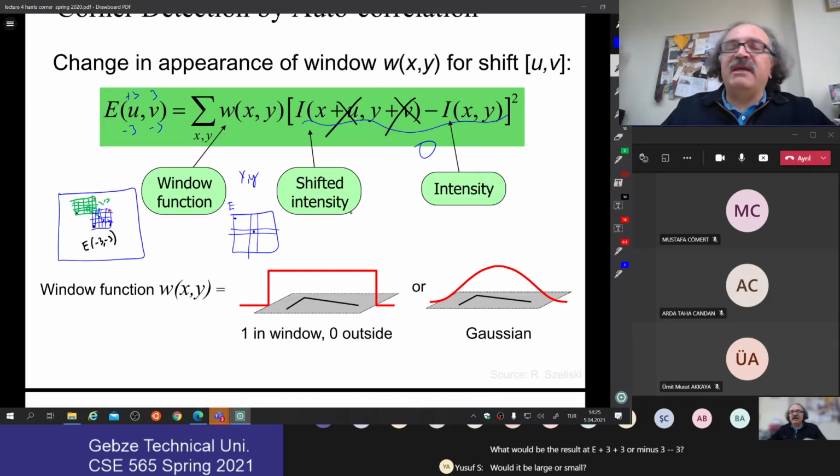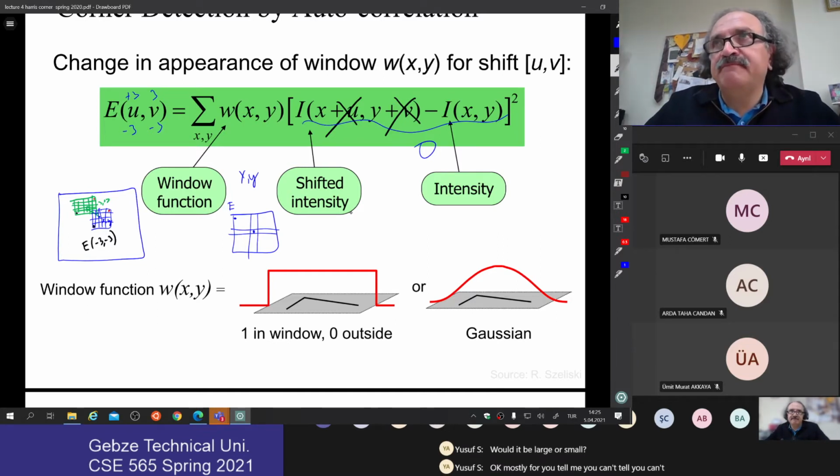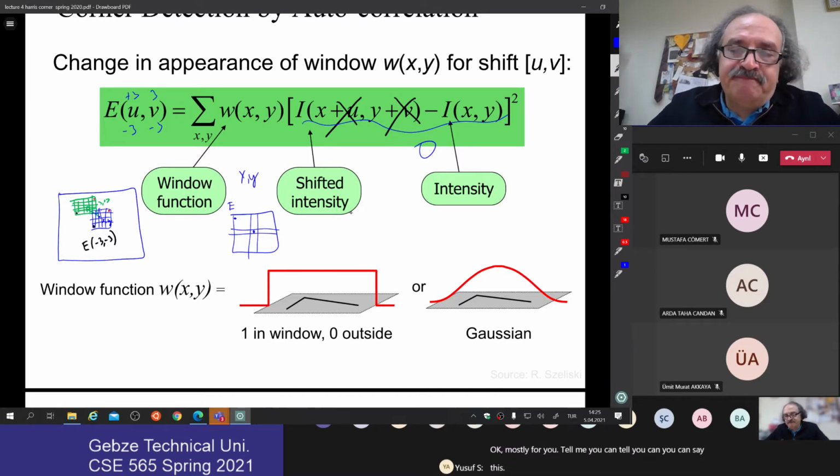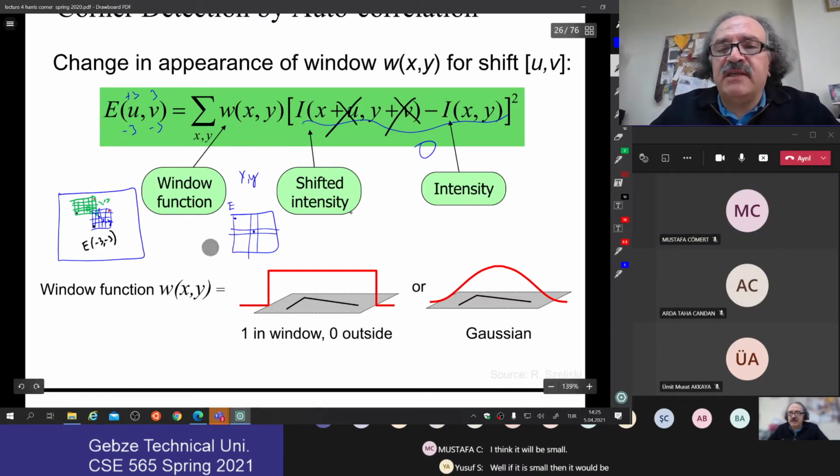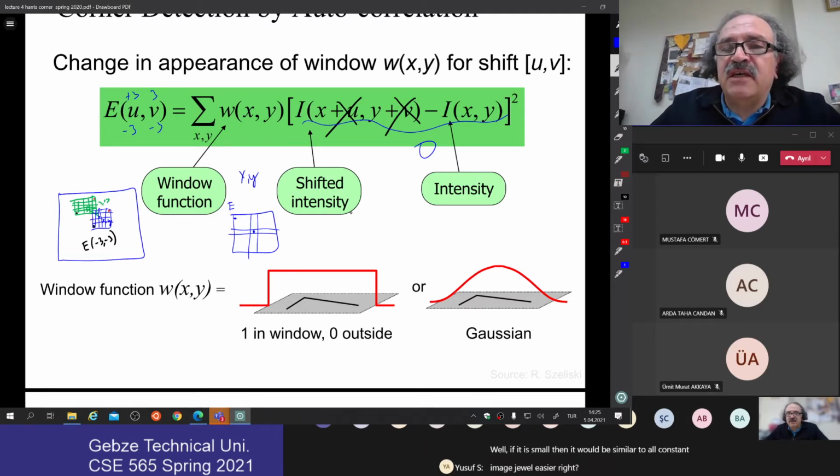Okay, Mustafa, you tell me. You can tell me. Mustafa Cömert. I think it will be small. Well, if it is small, then it would be similar to all constant image, all E0, right? If E's are all 0, then that means that I am in a constant region. What would you expect?